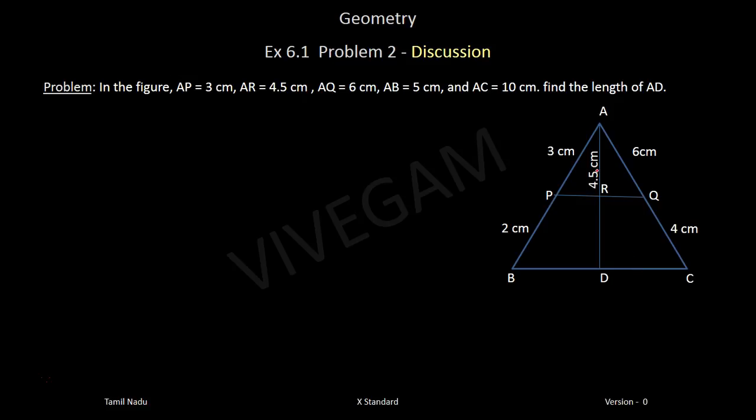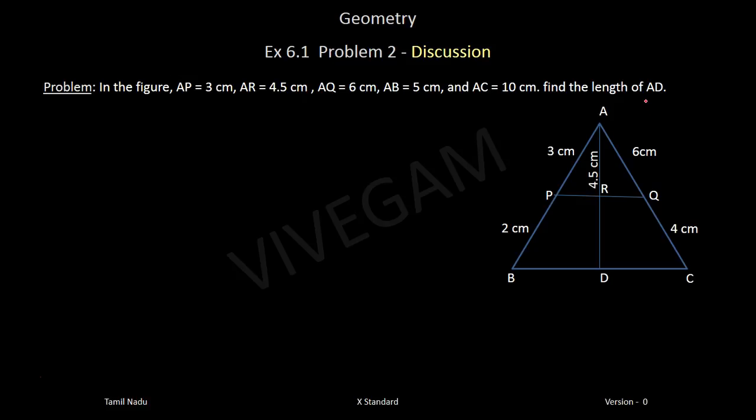Now we are supposed to find the length of AD, but if one looks at it, they have given two sides, AP and PB. We can check: this is 3 by 2, this is 6 by 4, which is 3 by 2. So AP by PB is equal to AQ by QC, which means by Thales theorem, PQ is parallel to BC. So if PQ is parallel to BC, then PR is parallel to BD, because it is half of it. If PR is parallel to BD, then AP by PB will be equal to AR by RD, from which you can calculate RD. Once you know RD, you can calculate AD. So this is the key.